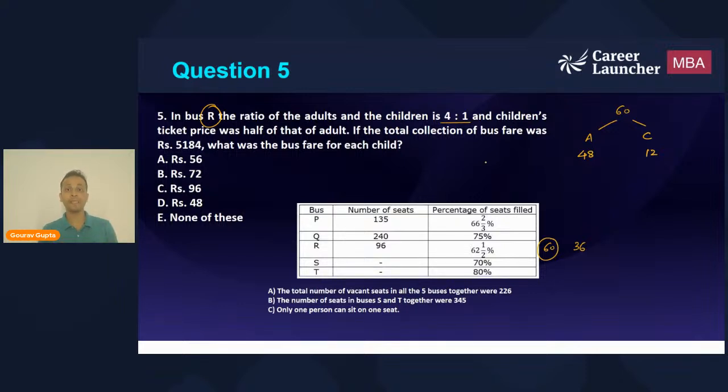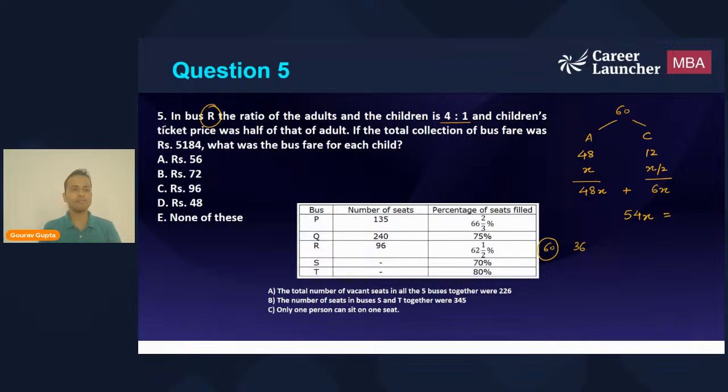Cool? Done? Now, the ticket price for a child is half that of an adult. Let's say the ticket price for an adult is X, then the ticket price for a child will be X upon 2. Now the total fare collected from adults will be 48 multiplied by X, that is 48X. And the total fare collected from children will be 12 multiplied by X by 2, that is 6X. So the total fare collected from all these people will be 48X plus 6X, that is 54X.